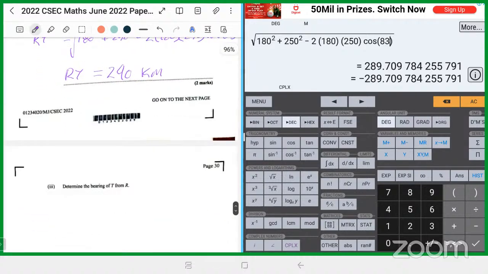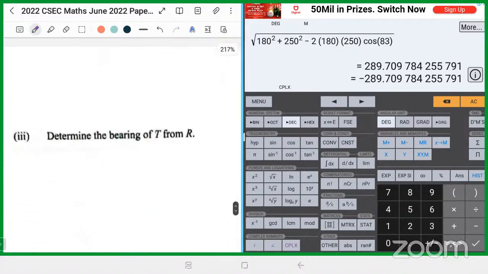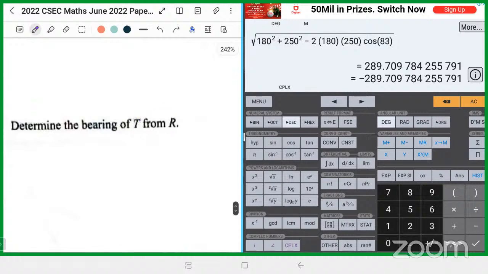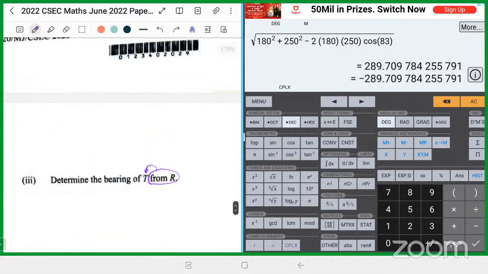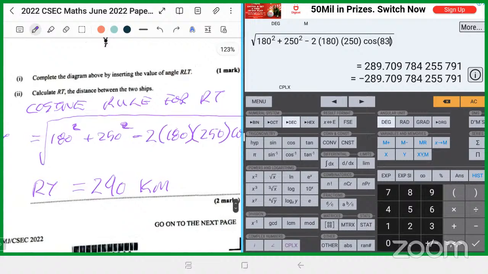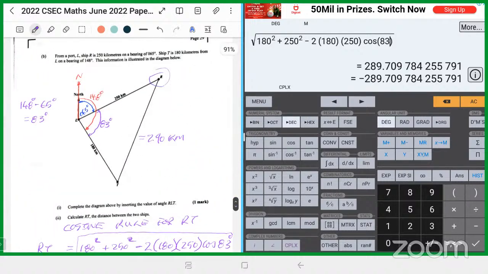Let's see. They want the bearing now of T from R. Let's focus on the from position. Remember, you always have to focus on the from position. So going from R to T, the bearing must be measured at the from position. All right, let's write that better. It is from R to T. From position is R. So this R is where you're going to put the north line and do the clockwise route angle stuff, right? So from R, let's look where R is on the diagram. So this is where R is. We're going down to here.